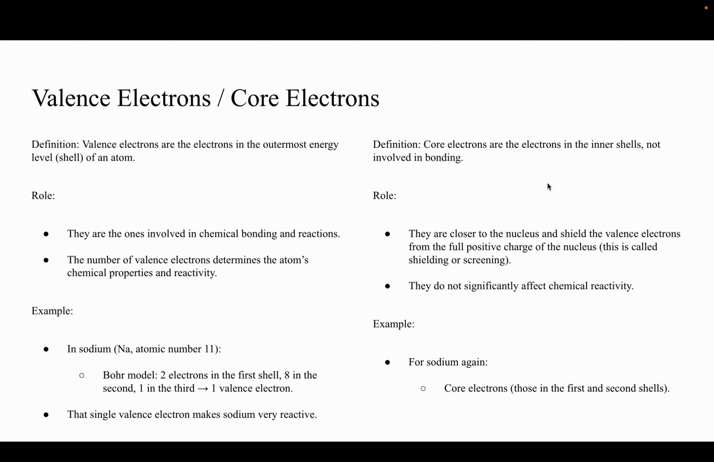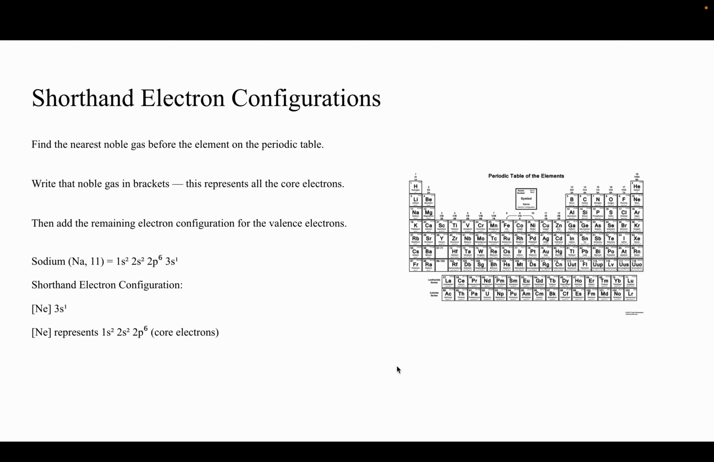Moving on to core electrons. Core electrons are the electrons in the inner shells, exactly the opposite of valence electrons, and are not involved in bonding. They are closer to the nucleus and shield the valence electrons from the full positive charge of the nucleus, and they do not significantly affect chemical reactivity. For sodium, again, the core electrons are going to be the 2 electrons in the first shell and the 8 in the second shell.